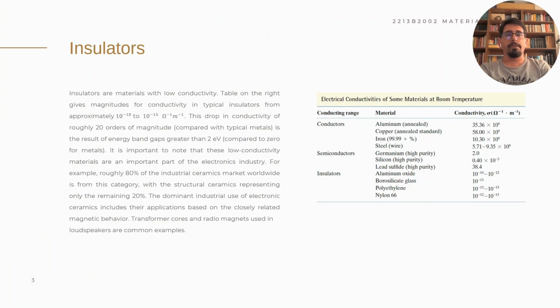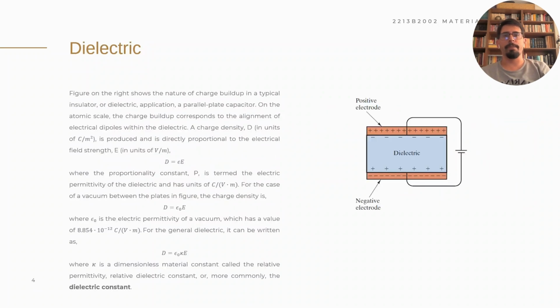Now, here's a cool fact. About 8% of industrial ceramics fall into the insulator category, especially those used in electronics. Things like transformer cores and radio magnets in loudspeakers rely on these materials because of their magnetic properties and their ability to resist current. So, while they may not carry current, insulators are carrying a lot of weight in modern technology.